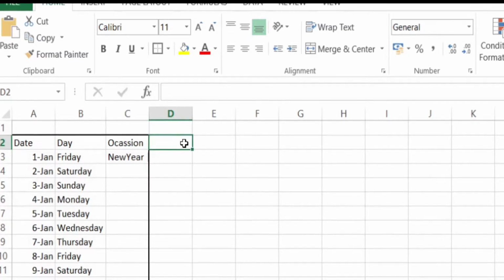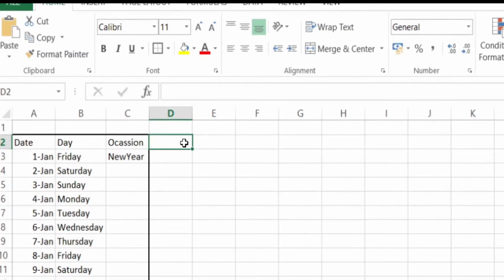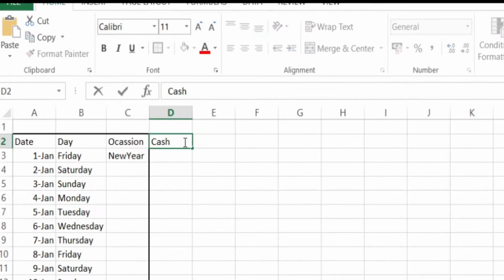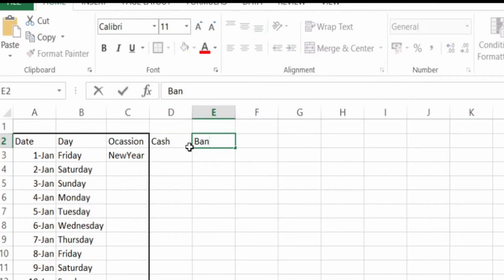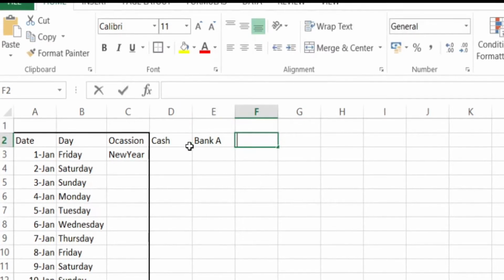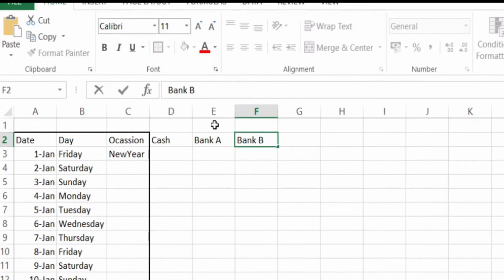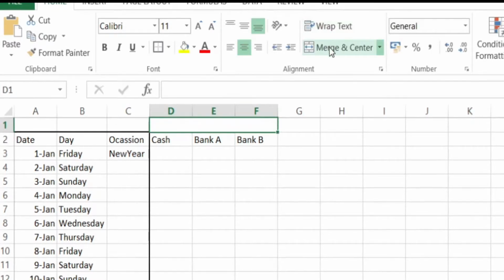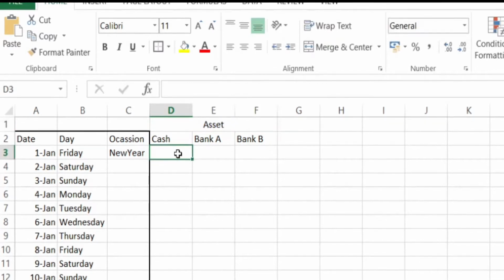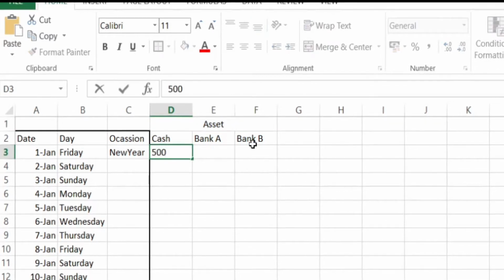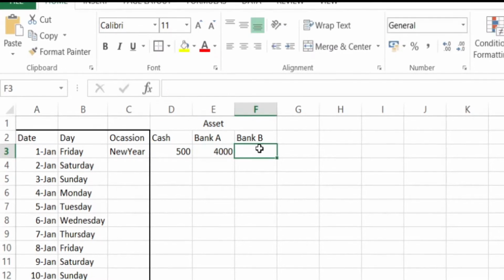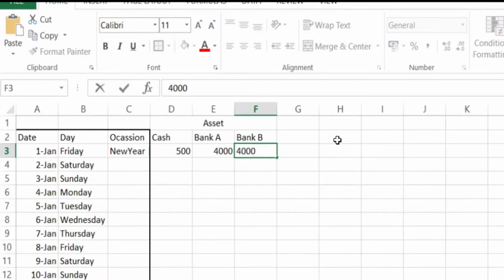So next what you need to have is the money in your hand, your liquid assets. Basically, what is your cash, what is your money in bank A, and for example if you have 2 banks, what is your money in bank B. You treat this as an asset. So for cash, I say I have around 500, bank A I have 4,000, and bank B I have 4,000.